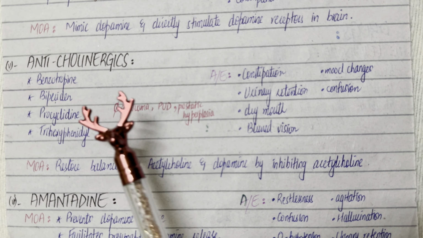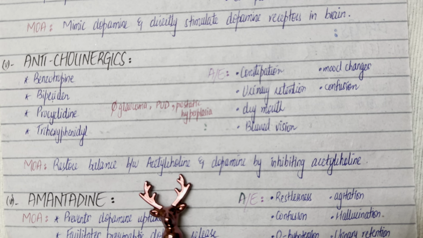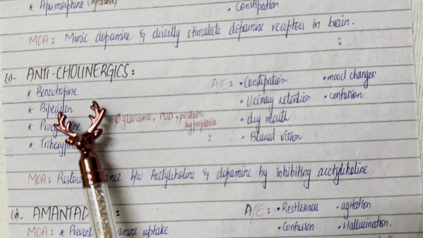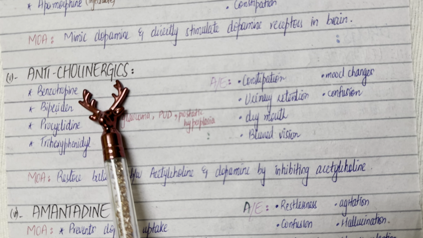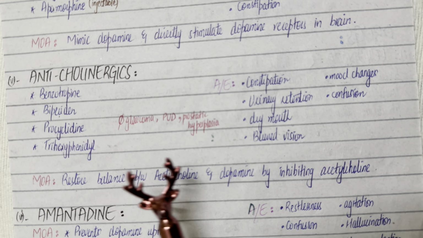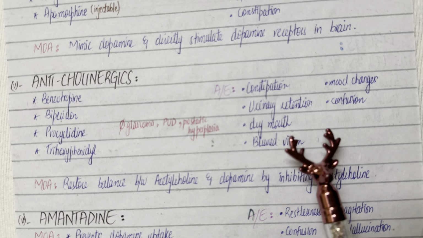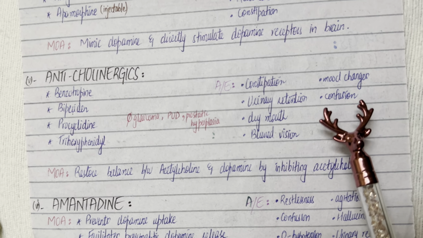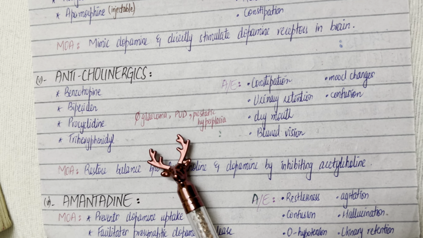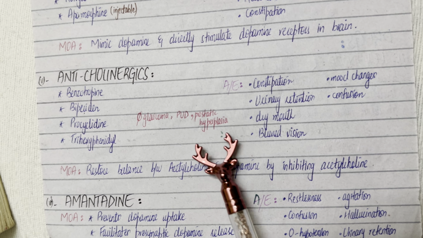The next is anticholinergics. Their mechanism of action is that they restore the balance between acetylcholine and dopamine by inhibiting the acetylcholine. The drugs included in this class are benztropine, biperiden, procyclidine, and trihexyphenidyl. Adverse effects are constipation, urinary retention, dry mouth, blurred vision, mood changes, confusion. They are contraindicated in glaucoma, peptic ulcer disease, prostatic hyperplasia, and pyloric stenosis.